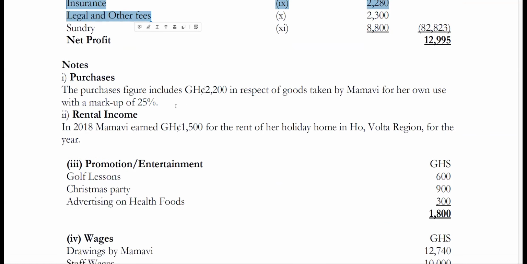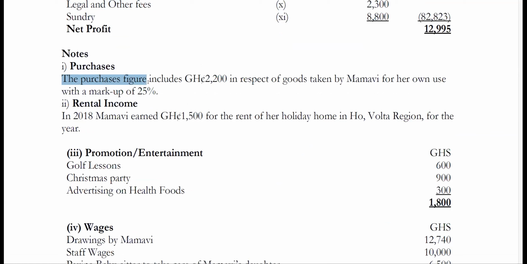Now look at something here. They are telling us that her purchases include 2,200 in respect of goods that she took for her own use. She took some goods for her own use, and these goods have a profit on them. And so, my people, if you take goods for your own use, what are we going to do?